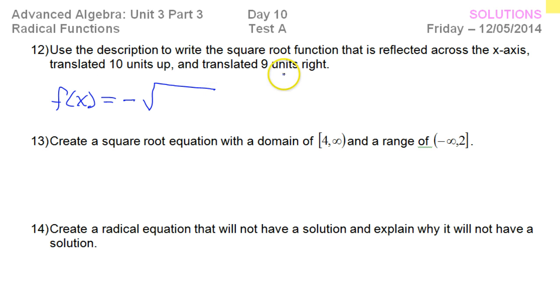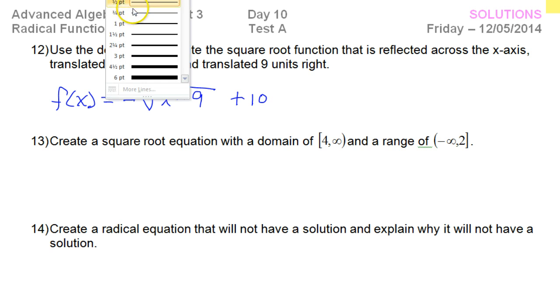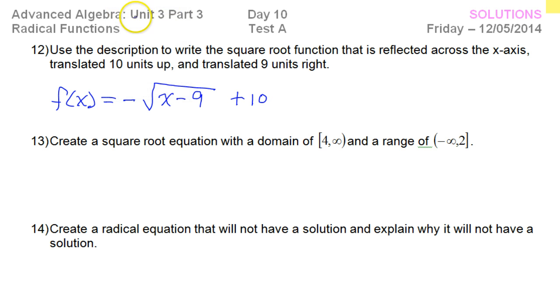Alright, now the 9 units to the right, that happens on the inside of the function. Now it should be the opposite of the way it looks, so to the right will actually be minus 9. So this would be 9 units to the right. Now 10 units up, we'll have to put a plus 10 on the outside of the radical, and that would be 10 units up. So that is number 12.